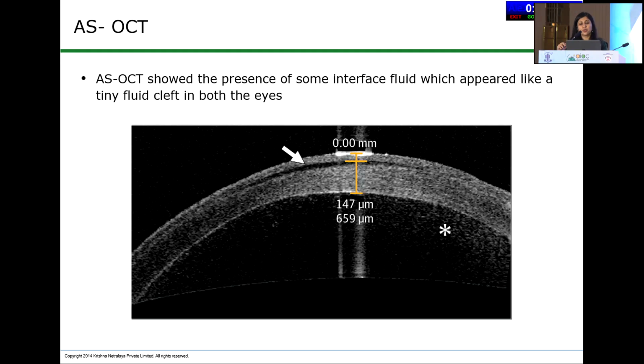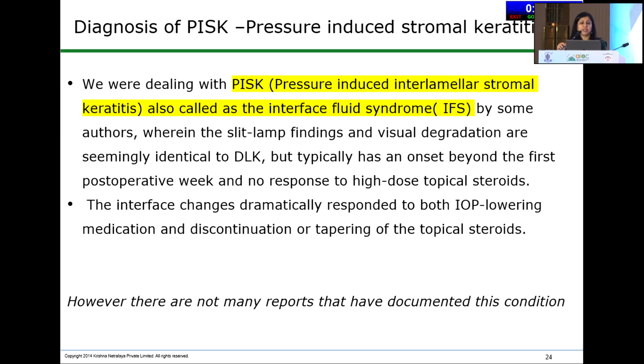So we decided to go ahead with an anterior segment OCT here, and as we can see, it showed the presence of some interface fluid, which appeared like a tiny fluid cleft in both the eyes. So we were actually dealing with PISK, which is pressure-induced interlamellar stromal keratitis, or interface fluid syndrome. The slit lamp findings and the visual degradation are almost like a DLK, but important to know here that the onset is beyond the first week.